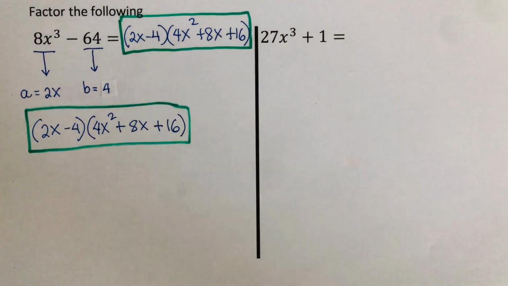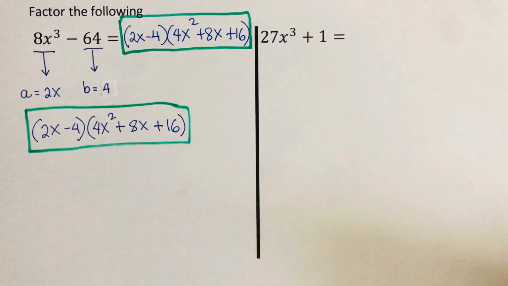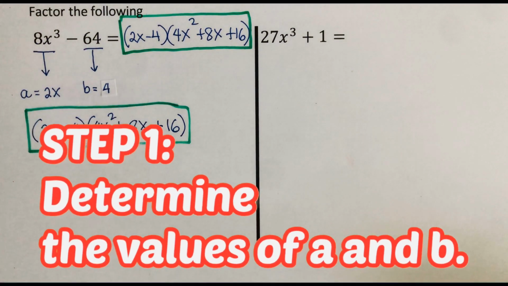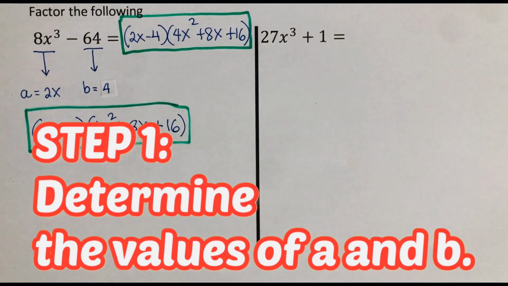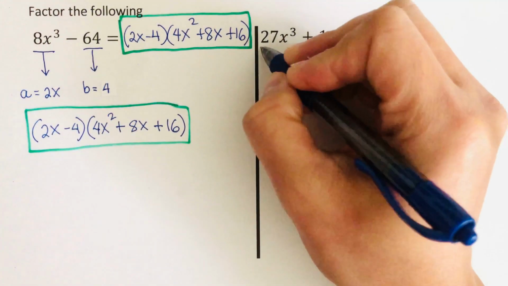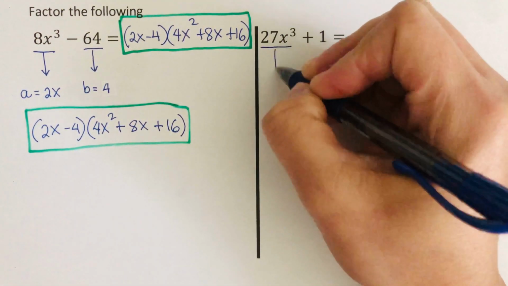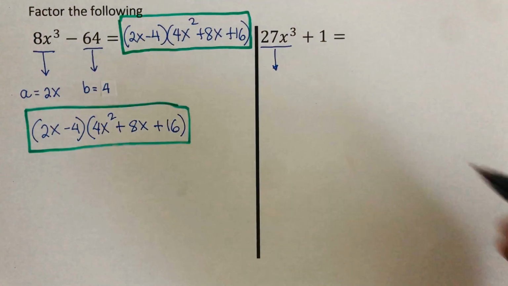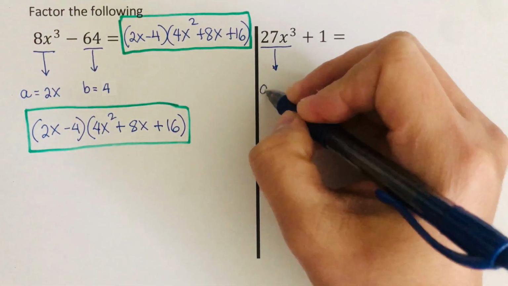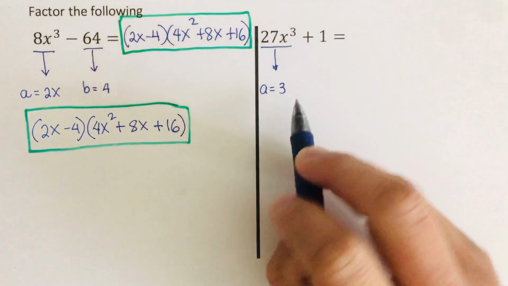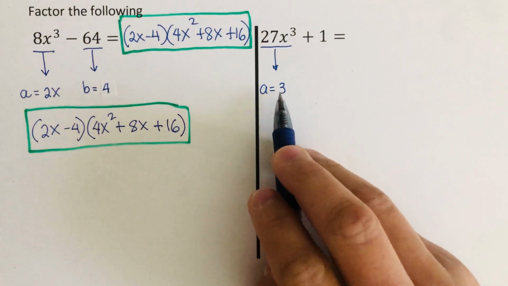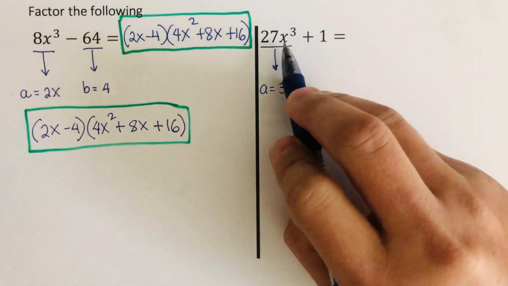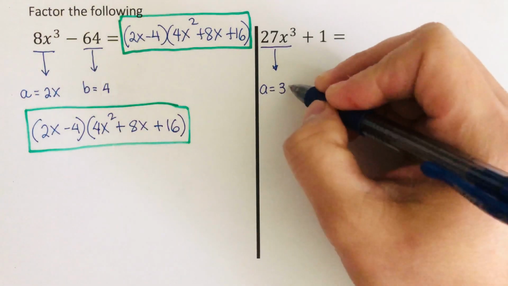Okay, so we go over the problem here. Again, there are steps that we need to follow in order to factor this out. The first step is to determine the values of a and b. Again, our a would come from the first term. So we're going to get the cube root of 27. The cube root of 27 is 3, meaning if we multiply 3 times 3 times 3, it's 27. The cube root of x cubed is x.